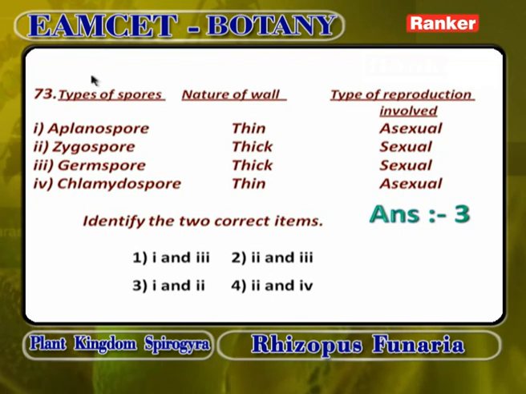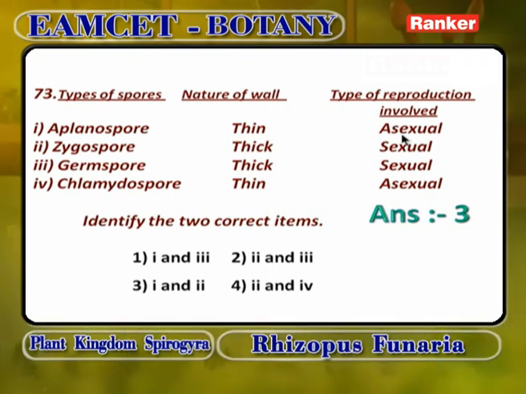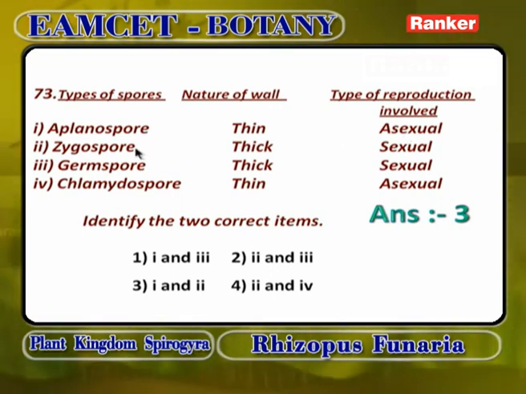Now, this is a 3-column tabular form: type of spores, nature of wall, type of reproduction involved. Aplanospore is thin walled, formed by asexual reproduction, correct. Zygospore thick walled, formed by sexual reproduction, is correct. Gemmospore thick walled, formed by sexual reproduction? Gemmospore does not show a thick wall, it shows a very thin wall. So, wall here is wrong.